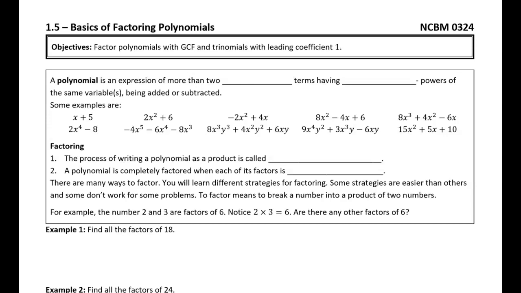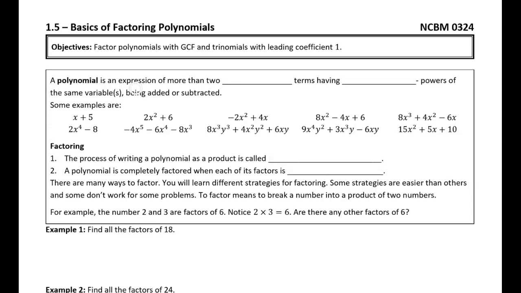NCBM 0324, Section 1.5, Basics of Factoring Polynomials, Part 1. Another important concept in math is the idea of factoring. Now we can factor numbers, which we'll do in a little bit, but more importantly, we're going to learn how to factor polynomials. So what is a polynomial?